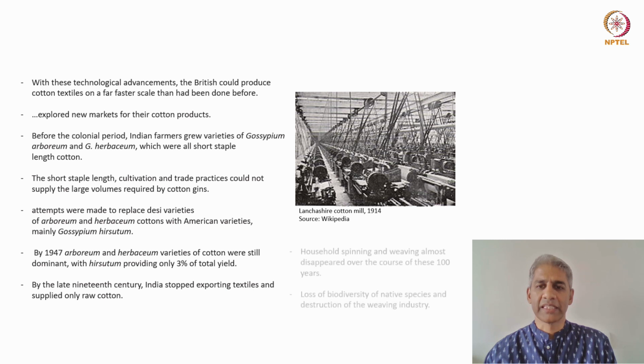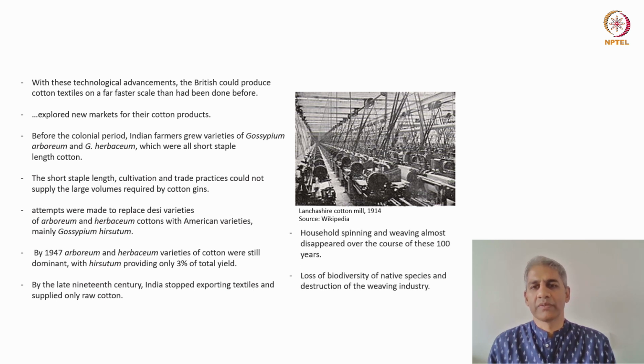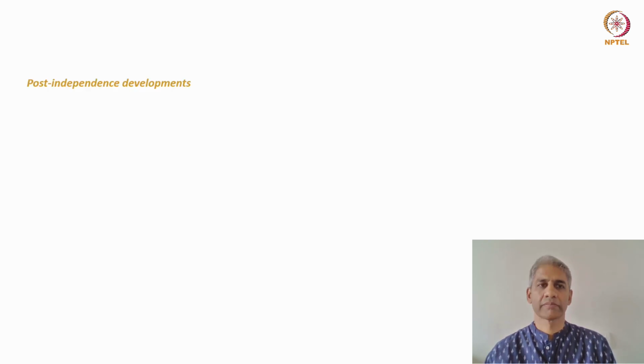And the result of that was that it destroyed the spinning and weaving industry in India, and it also led to the loss of biodiversity of the native species of Indian cotton, because we had a large variety of different kinds of cotton, but now we only started to grow particular species which were most suitable for the mills.